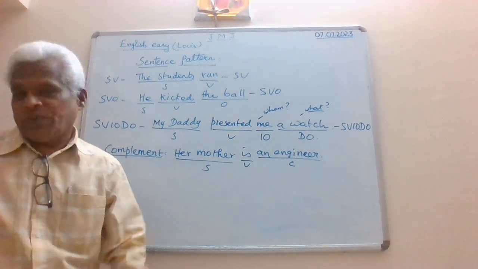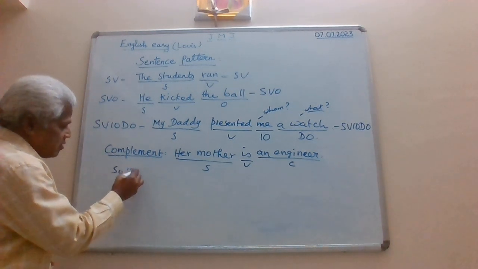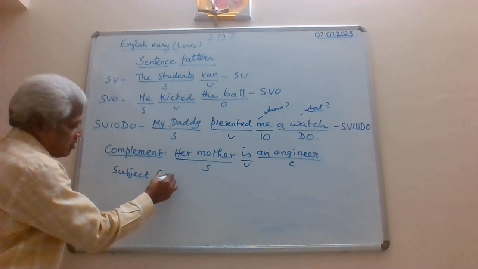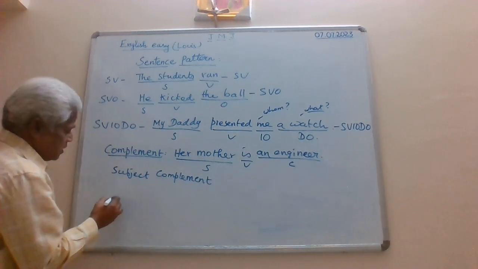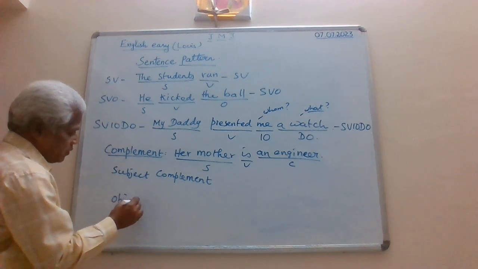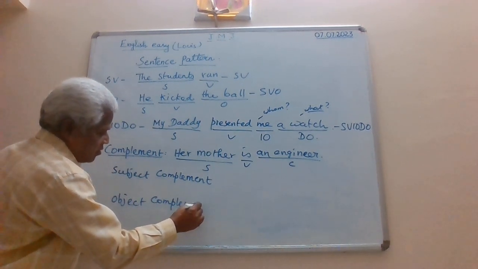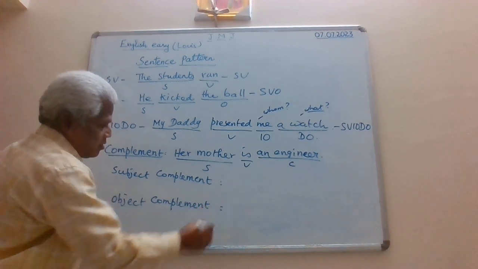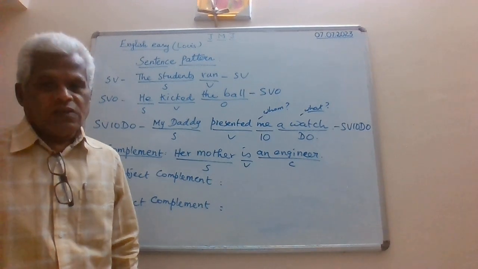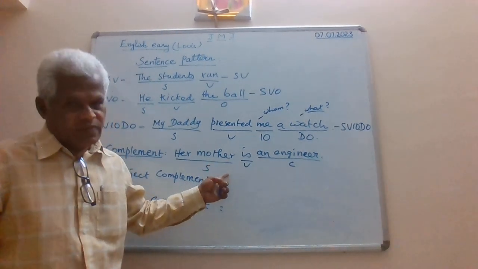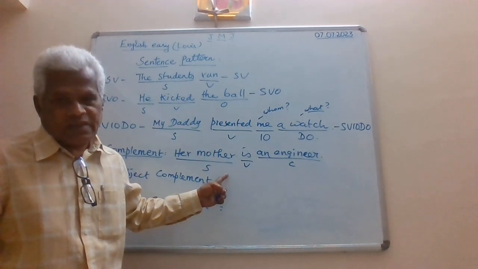Now there are two complements. One is known as subject complement. Another one is known as object complement. So what is subject complement and what is object complement? Directly I have already written a sentence here. You can take this example for a subject complement.